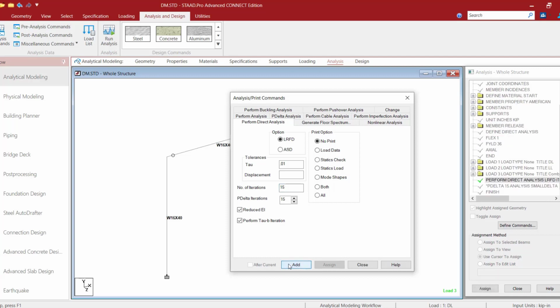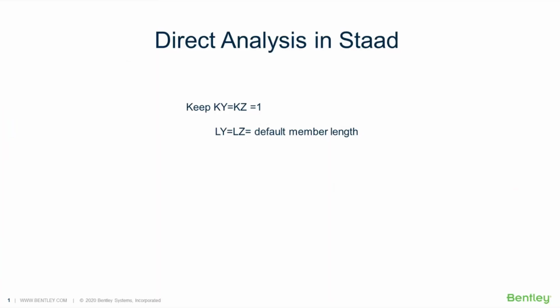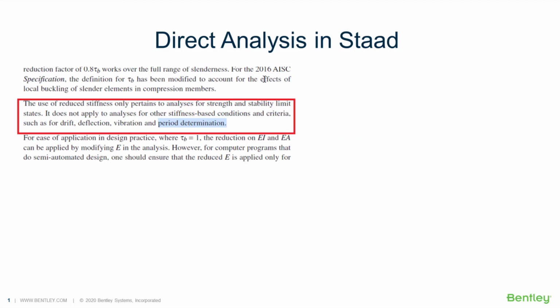Now after performing the direct analysis in STAAD, you needn't use the KY, KZ, LY and LZ parameters, because the default K equal to 1 and the default L as the member length are used while determining the member capacity calculation. One important point to note here is that direct analysis is performed only for the strength and stability limit state, and its reduced stiffness should not affect other conditions like drift, deflection, vibration, or the period determination.